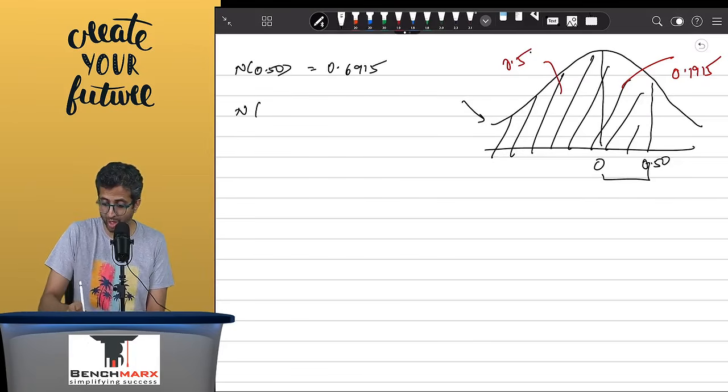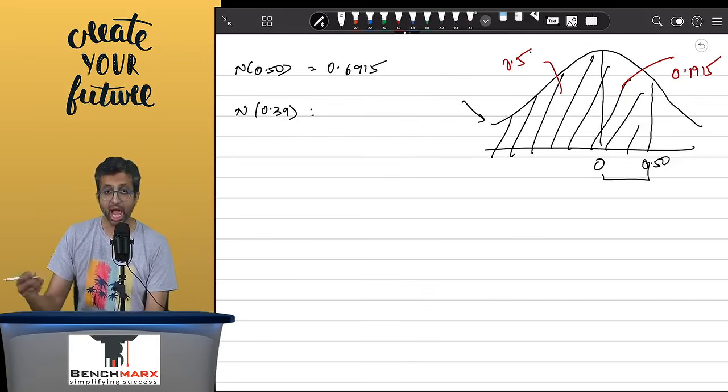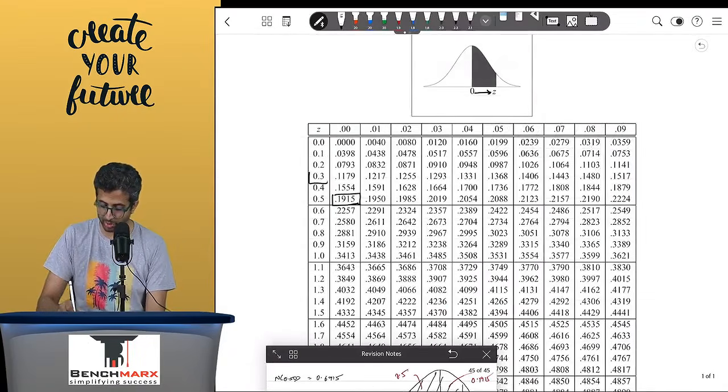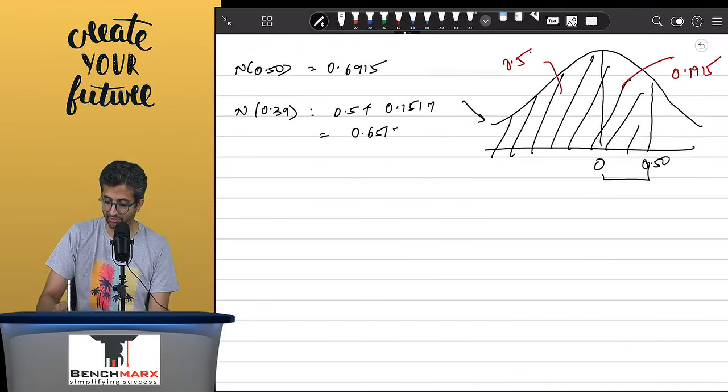Similarly, if you were to do ND2, this is 0.39. Your D2, which is still positive, will plot on the right hand side, and hence this will still be 0.5 plus the table value for 0.39. That is 0.1517, and hence this is 0.6517.